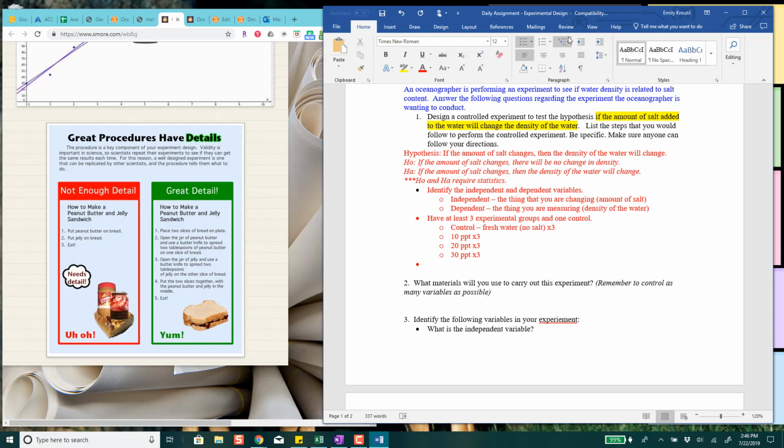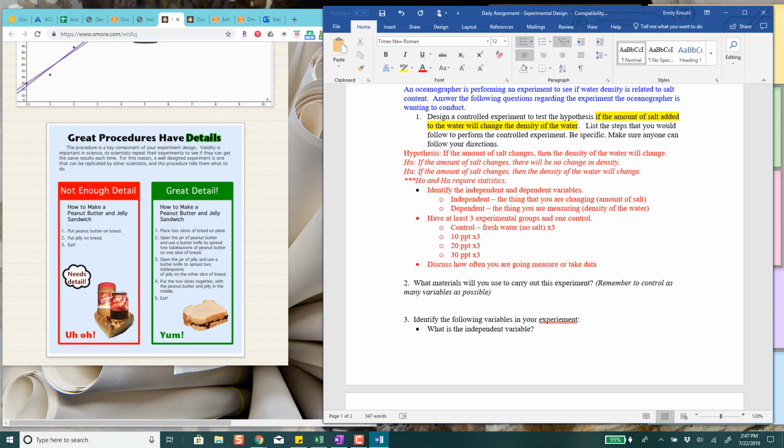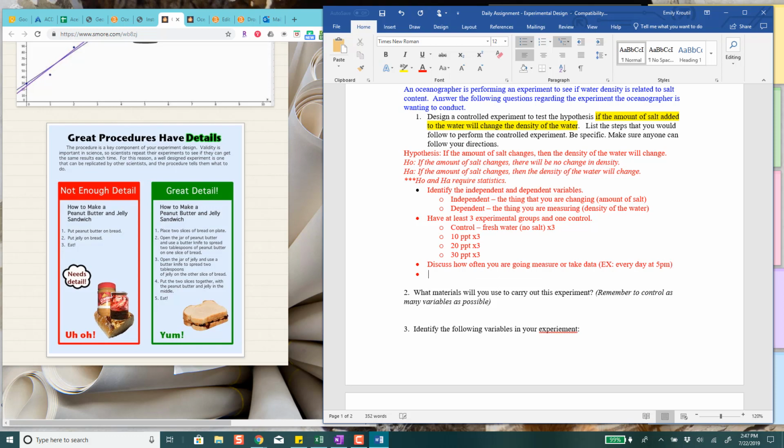You want to discuss how often you're going to measure or take data. Okay, for this one, you only need to take data once, right? But for a different experiment, you might have to take data every day. You'll say every day at 3 p.m., every day at 5. That's just an example.